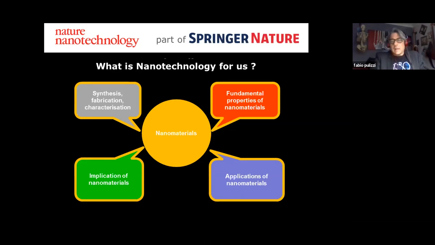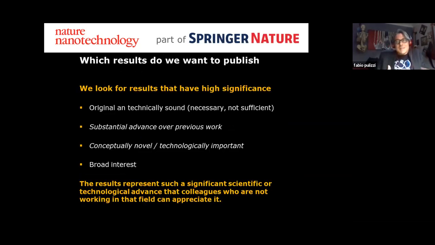Right, so what is the type of papers that we look for? The idea is that what we look for has to have high significance. So what does this mean? Even as editors, when we assess whether the manuscript is suitable or not for the journal, before we even ask the opinion of referees, we have to decide whether it really is an important advance with respect to the existing literature within the field.